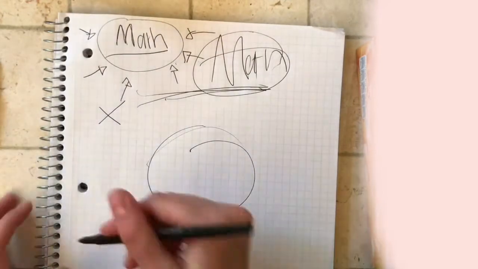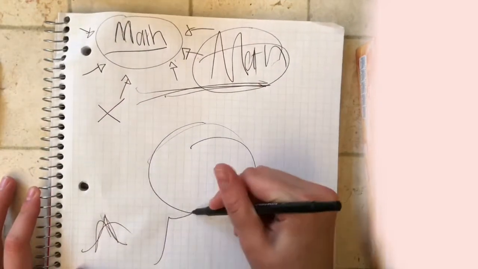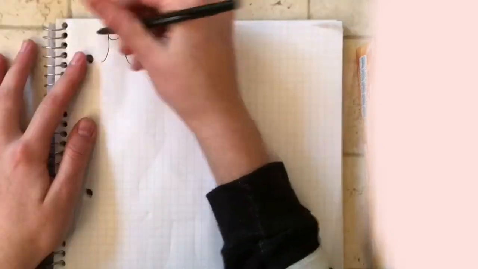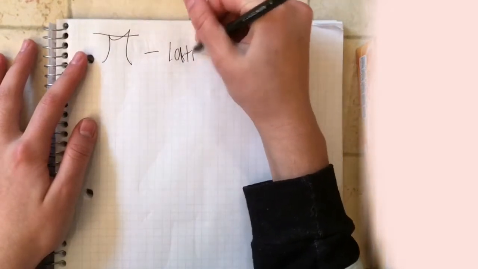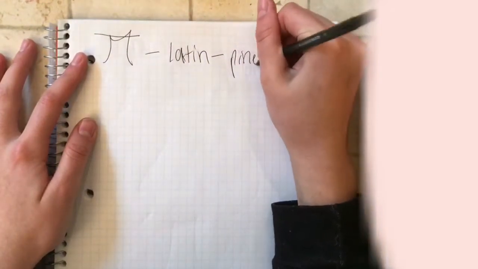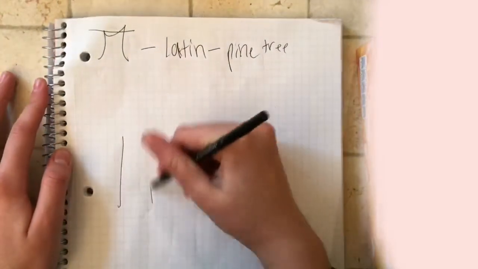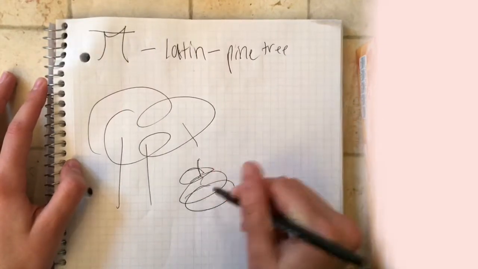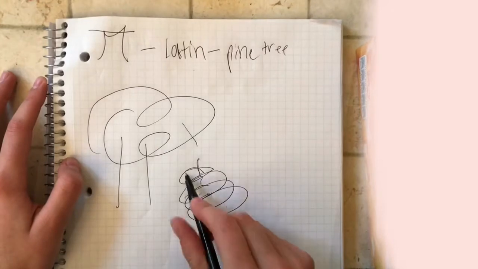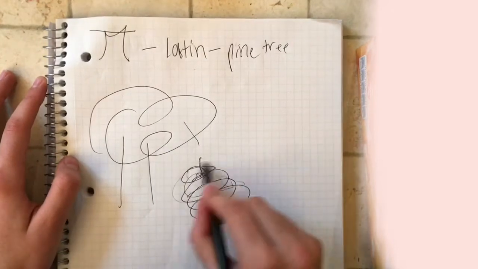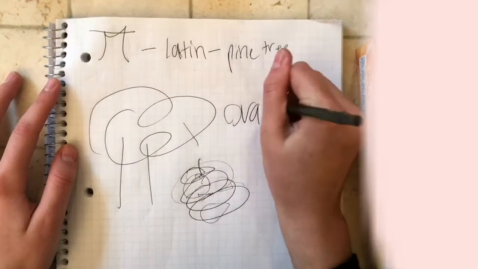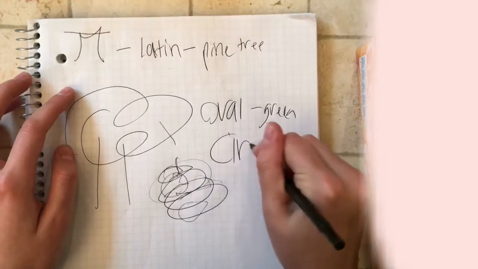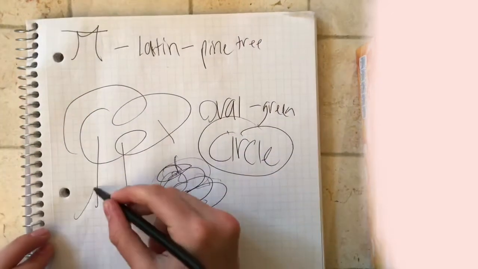First, you want to know what pi is. What is pi? This symbol. Pi actually comes from the Latin word for pine tree. And in a pine tree, you have pine cones, which look like that. Oh, and what are these, you may ask? These are ovals, which, oval, in Greek, is actually circle. So that's where we get pi from.